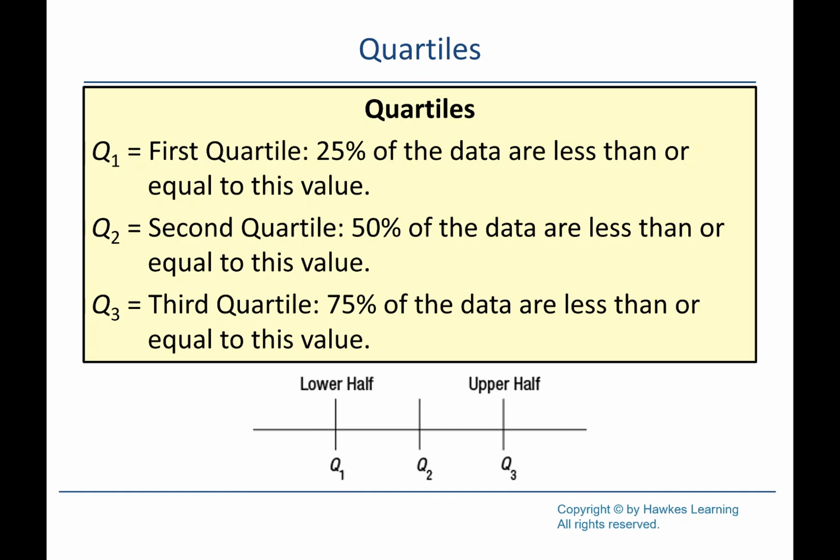So the first quartile, Q1, you can shorten it to that, is the 25% mark. That represents the first quarter of our data, the first 25%. The second quartile is the 50% mark, and the third quartile is the 75% mark. So we're just splitting our data into quarters.